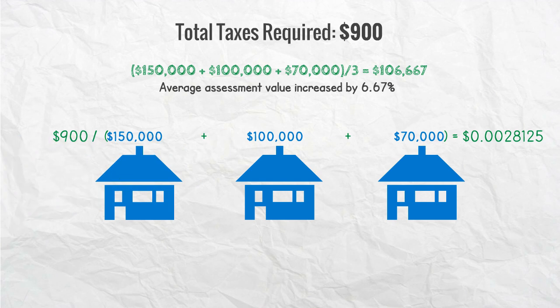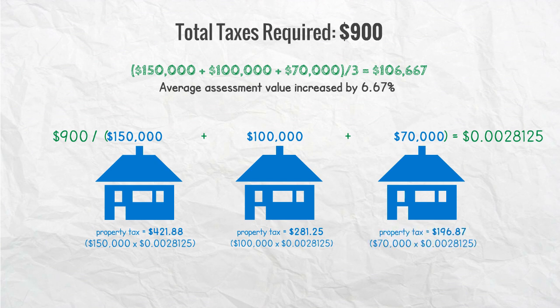$900 divided by $150,000 plus $100,000 plus $70,000, which equals $0.0028125. That means the taxes that each house pays in year 2 will change to $421.88 for house number 1, $281.25 for house number 2, and $196.87 for house number 3. The town still collects the $900 needed to operate for the year, but compared to year 1, each house will pay a difference of plus $121.88 for house number 1, minus $18.75 for house number 2, and minus $103.13 for house number 3.